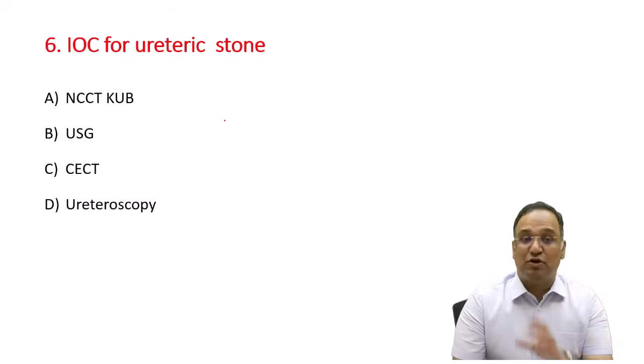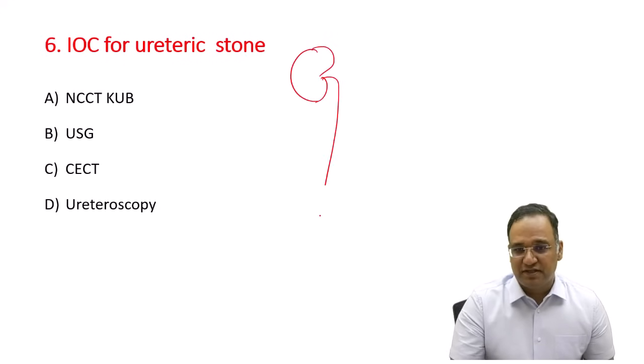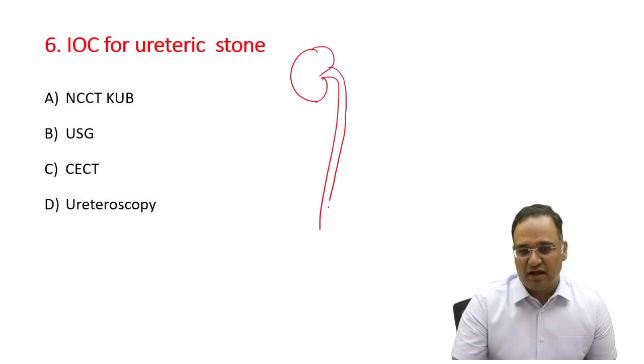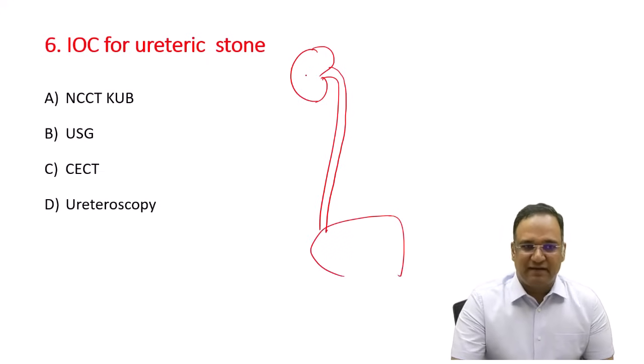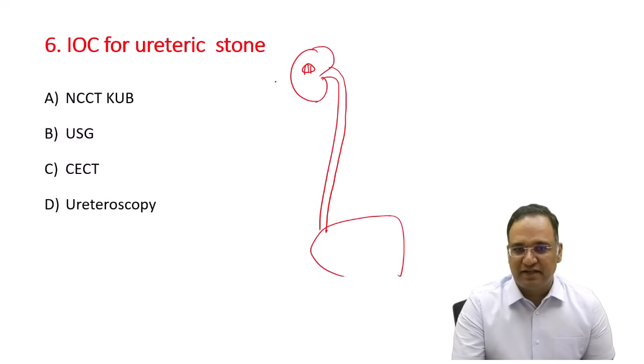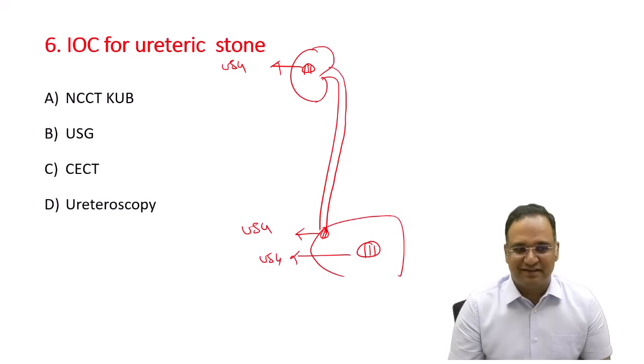And now, investigation of choice for ureteric calculus. Very, very, very important question, because this is a standard entrance exam question often asked year after year. You should understand that if there is a calculus in the kidney, you can diagnose it with an ultrasound. If there is a calculus at the VUJ, again you can choose ultrasound. If there is a calculus in the bladder, again ultrasound can be used. Understand this.